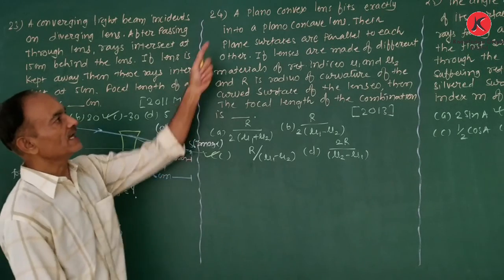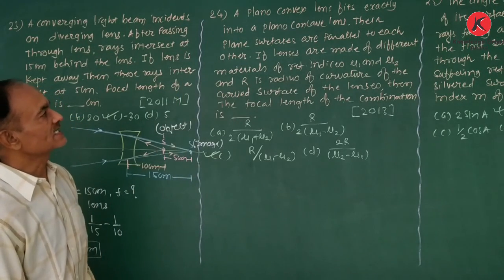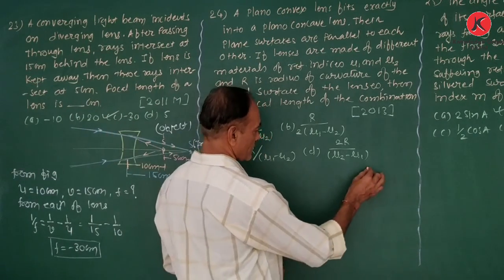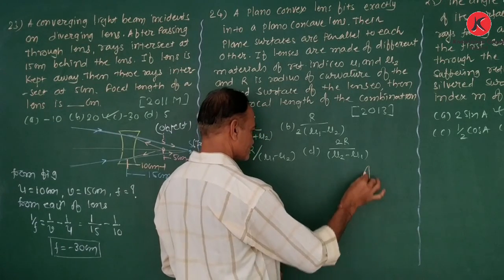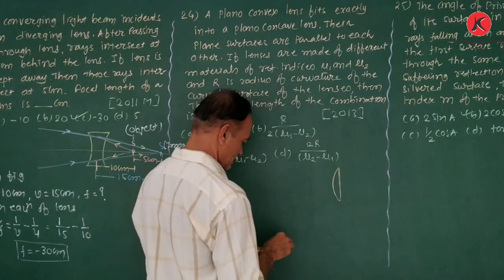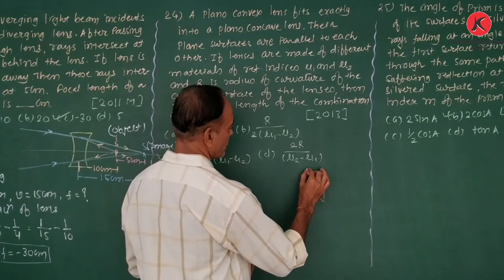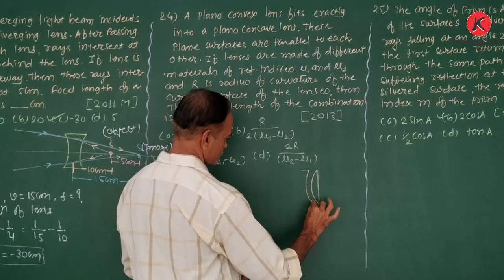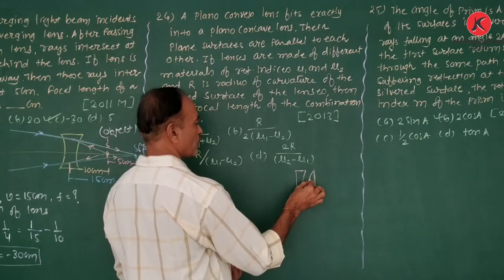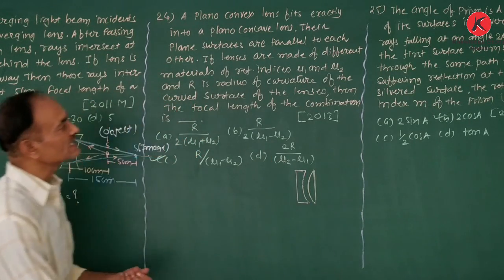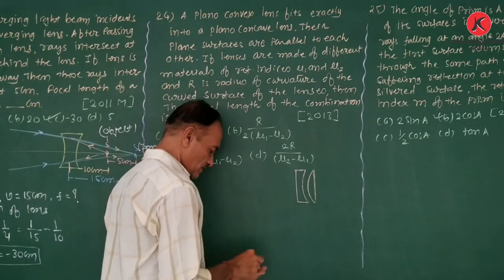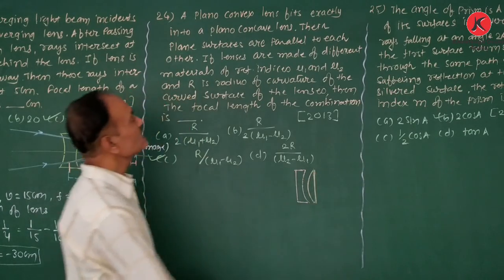Right? Okay. Now next, a plano-convex lens fits exactly into a plano-concave lens. Now listen, here what is the diagram? There is the plano-convex lens, which fits exactly into the plano-concave lens. There is the plano-convex, there is the plano-concave lens. The plane surfaces of both lenses are parallel to each other.